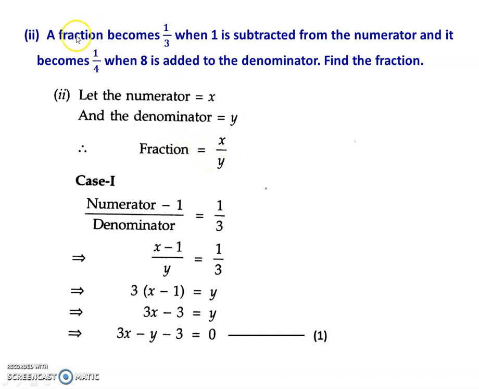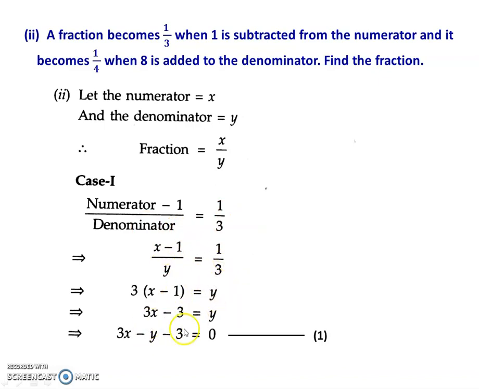Second word problem. A fraction becomes 1 by 3 when 1 is subtracted from the numerator and becomes 1 by 4 when 8 is added to the denominator. Find the fraction. Again, in such problems, take the numerator as x and the denominator as y. The first condition is that 1 is subtracted from the numerator. So numerator minus 1, and the denominator does not change at all. This is equal to 1 by 3. So (x minus 1) by y is equal to 1 by 3.